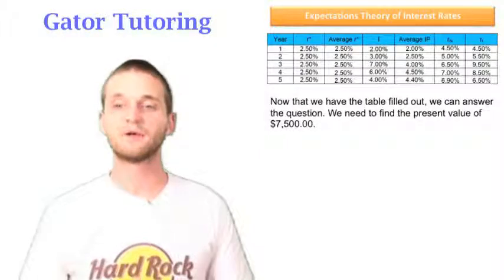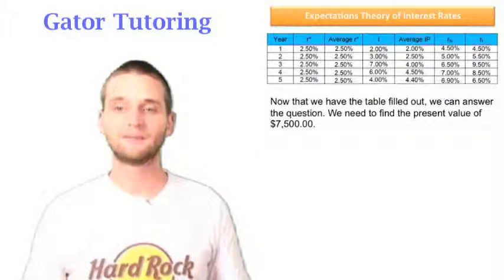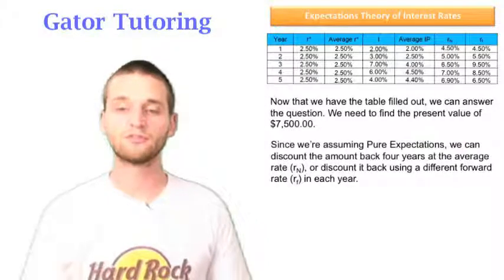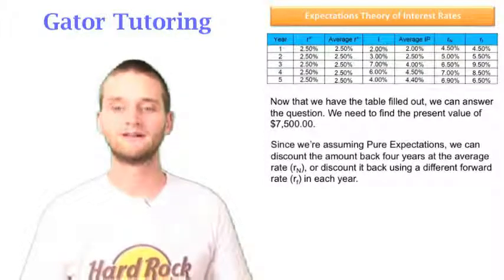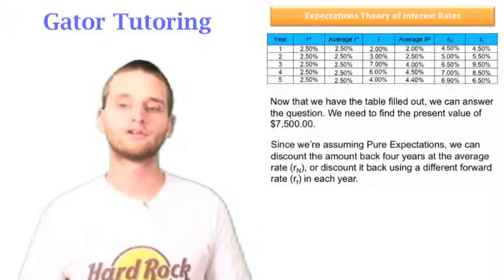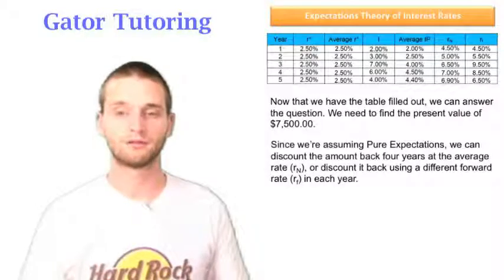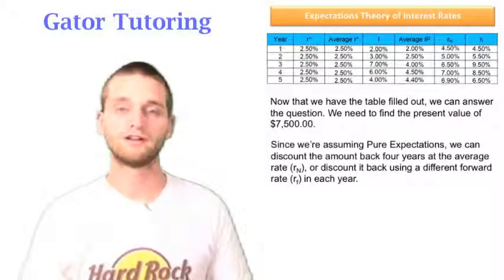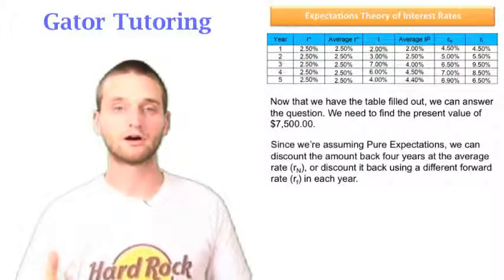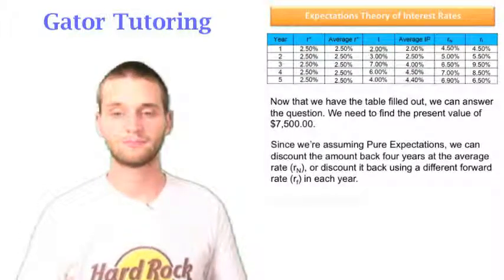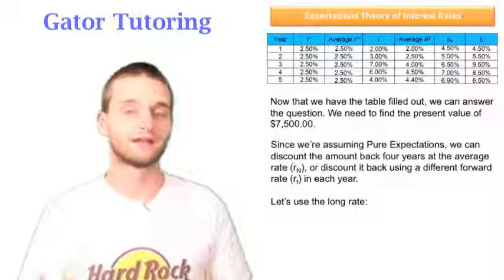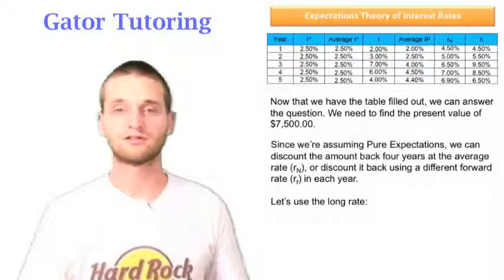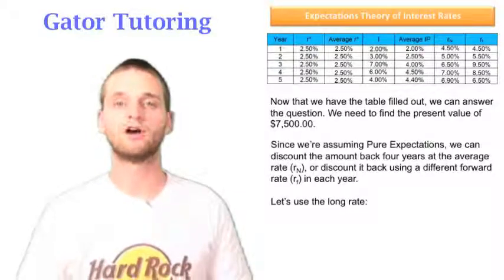So now we have it filled out, we can answer the question. We need to find the present value of $7,500. Since we're assuming pure expectations, we can discount the amount back 4 years at the average rate, the long rate, R sub n, or we can discount it back using a different forward rate, R sub f, in each year. Like I was just explaining, the two are equivalent under pure expectations. So let's use the long rate because, again, this is just obviously going to be easier. We only have to use one rate.